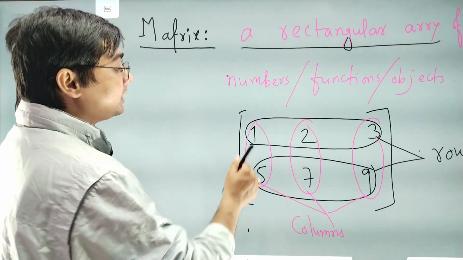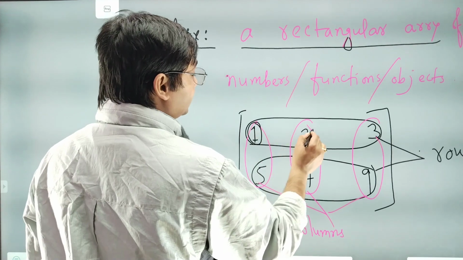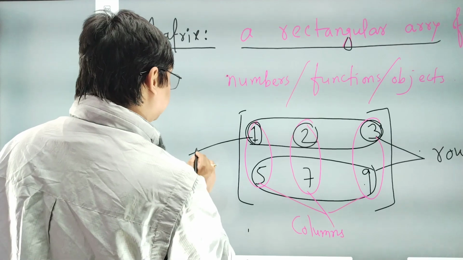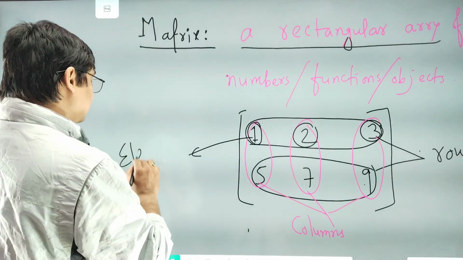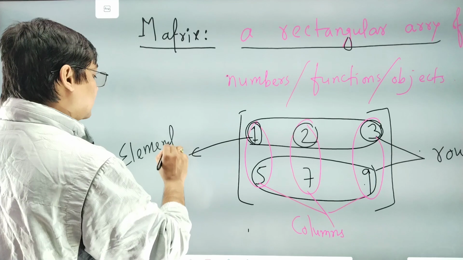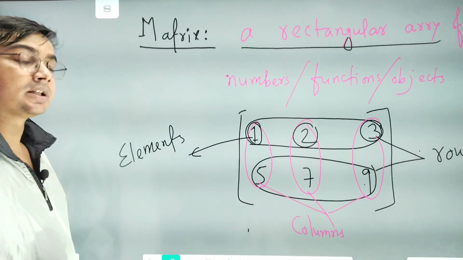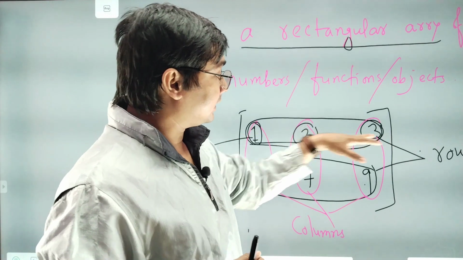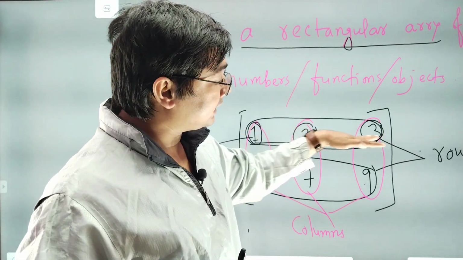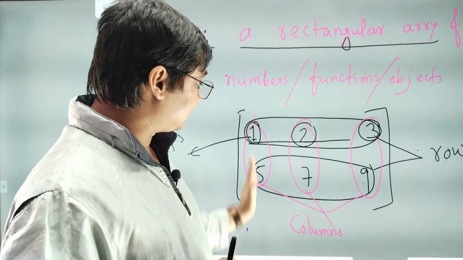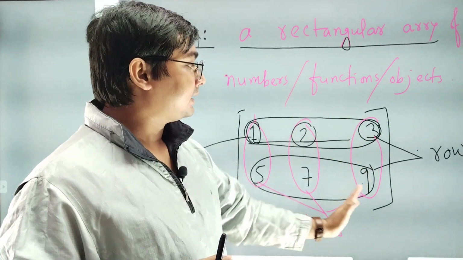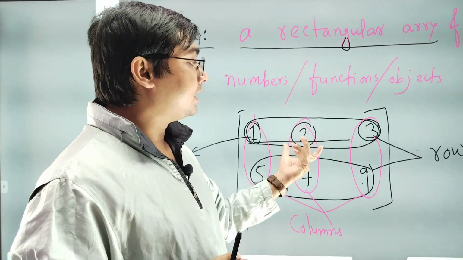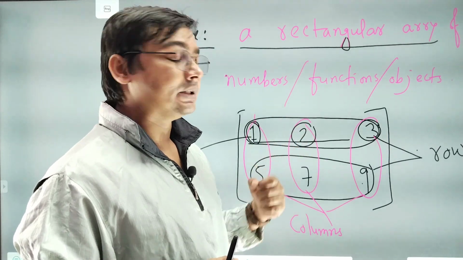And here also you see 1, 2, 3, 9, 7, 5. These are called elements of this matrix. So see here in our rectangular arrangement, these horizontal lines are called the rows, and these vertical lines of numbers are called columns. So here there are 2 rows and 3 columns in this matrix.